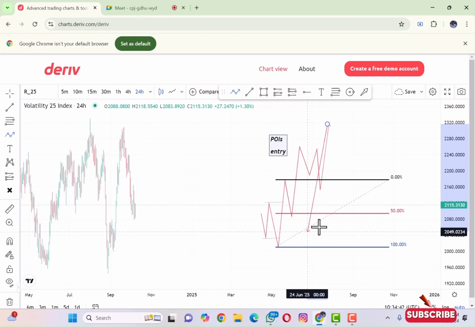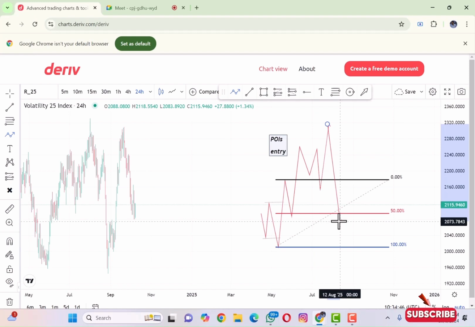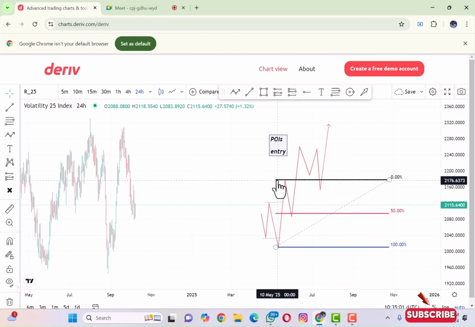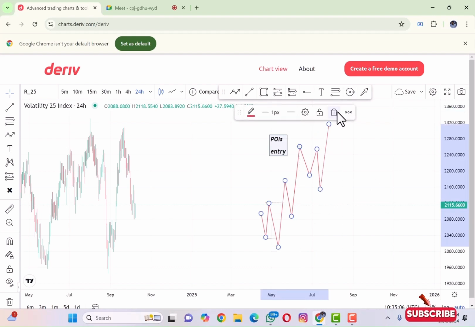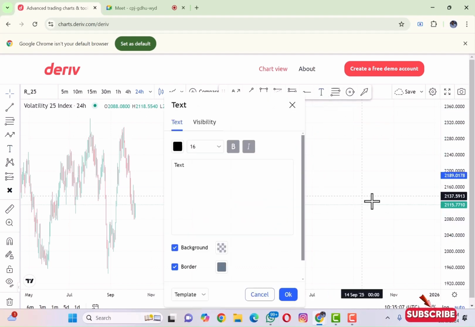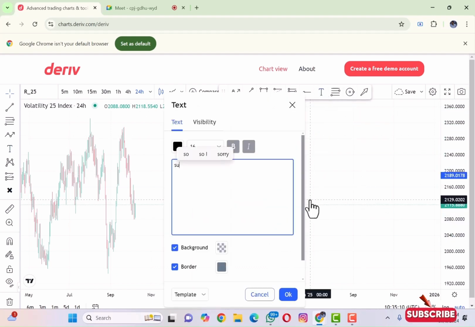Are we just going to click buy once price gets to this level, or are we going to wait for price to come to this zone? So there has to be a specification. To understand where this specification will come in under this POI, we are going to look at some key things which we refer to as supply and demand.